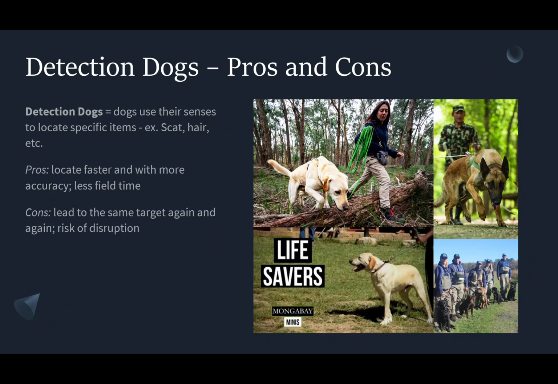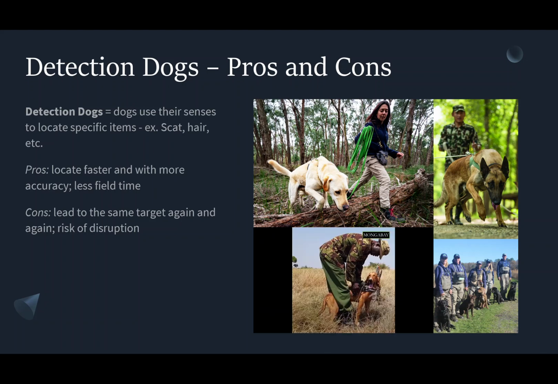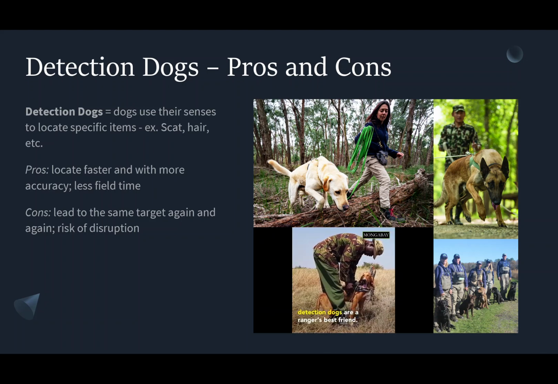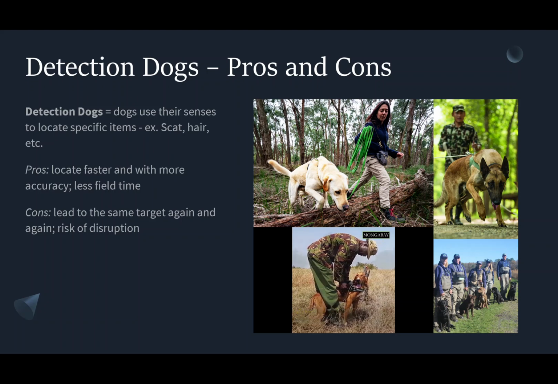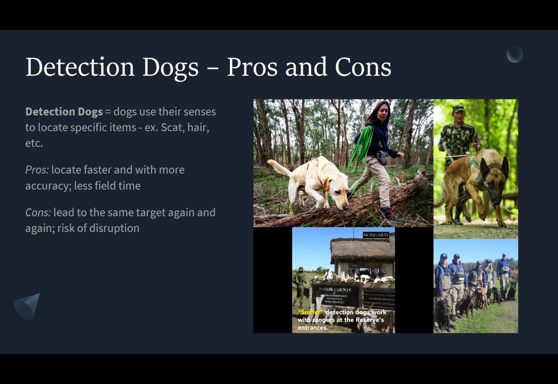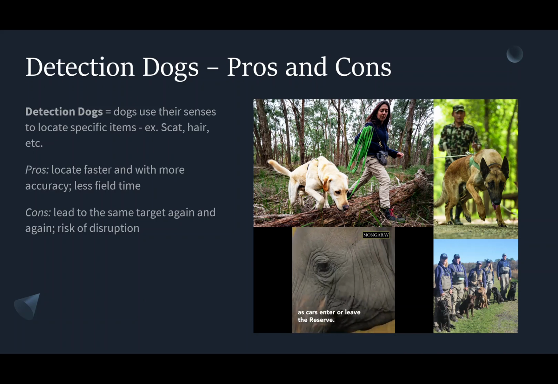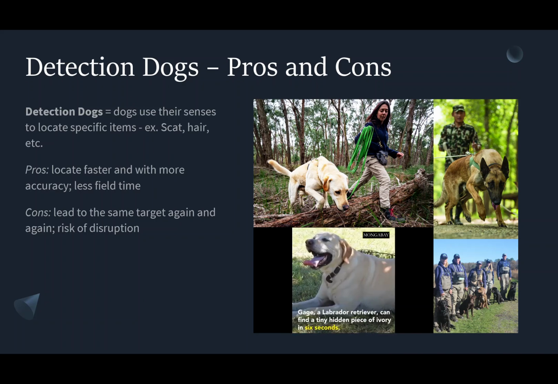The third technique is detection dogs. These dogs use their senses in order to detect certain things. A detection dog is familiarized with the scent that the researchers are interested in and are then put out into a specific area to locate that scent. Some pros include that dogs can locate scent faster and more accurately, and using dogs allows for less field time. Some cons include that dogs are unable to identify whether or not they have already visited a target, and bringing dogs in could be a disturbance.